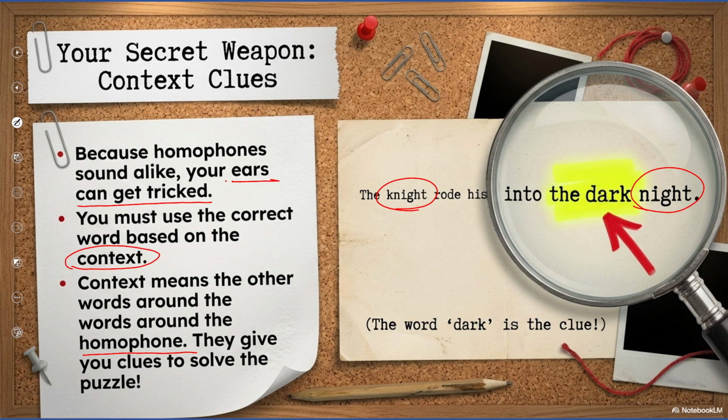that word. For example, the knight rode his horse into the dark night. So in this case, we have two homophones, but the word right next to the homophones will give you a clue or an idea that this word means something else. This should mean a noun, or this should mean something noun as well, but with a different meaning.